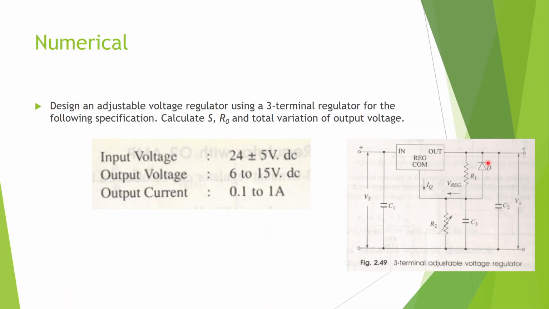So now let us come to our numerical. We have to design an adjustable voltage regulator using a 3-terminal regulator for the following specification. Our input voltage could be 24 volts plus or minus 5 volts. Output voltage could be from 6 volts to 15 volts, and our output current should be from 0.1 to 1 ampere. And this is the circuit that we will be designing. In this we need to find out the values of R1 and R2.